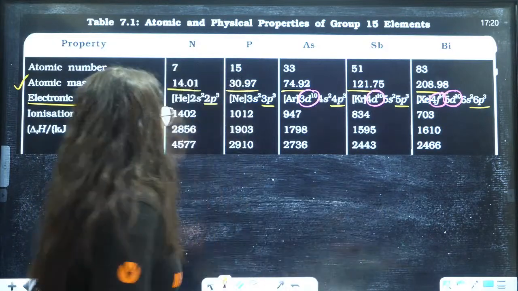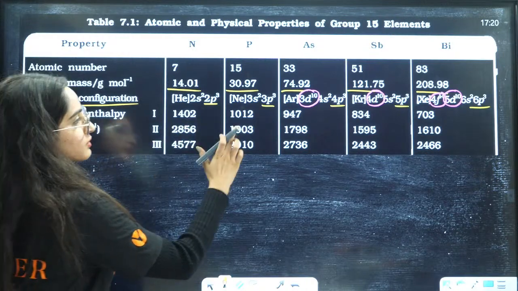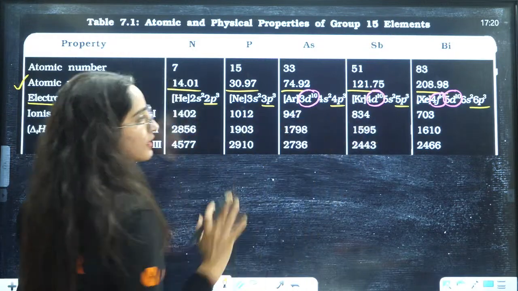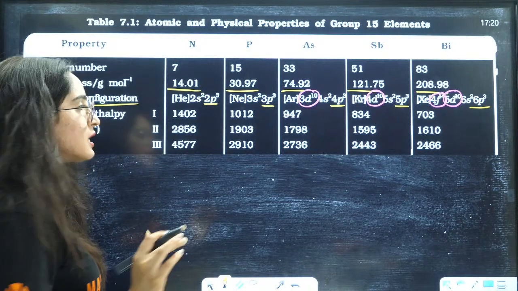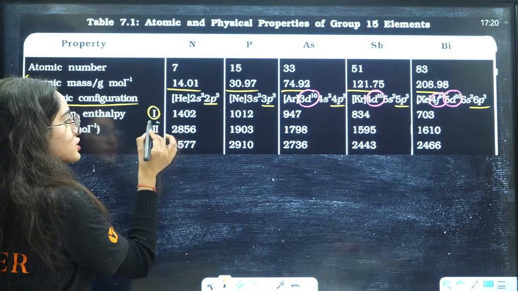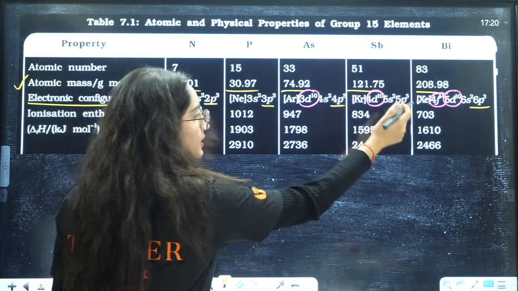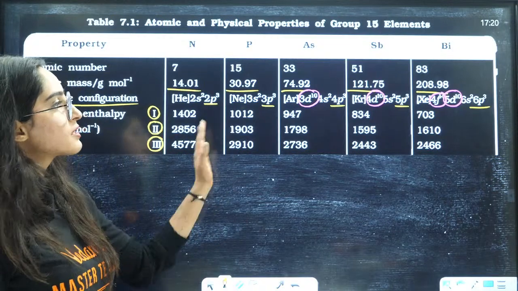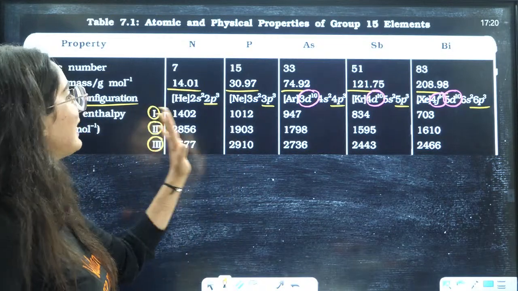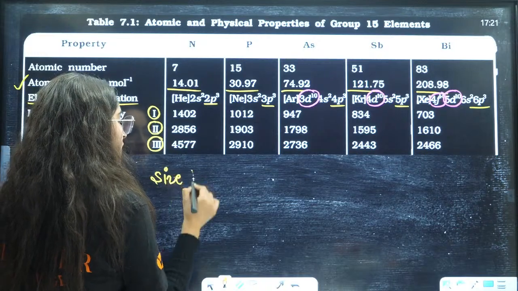Next is ionization enthalpy. As you can see, ionization enthalpy is decreasing here without any exception. It is simply decreasing. If you talk about ionization energy 1, 2, 3, it is increasing. That means till now we have not seen any exception here. The size is increasing down the group.